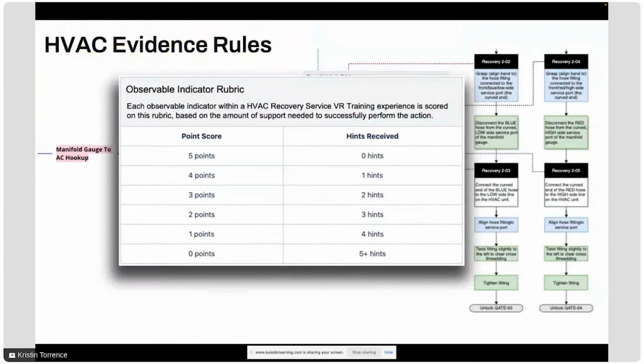So this is the rubric that we used for the evidence rules. The fewer hints a learner triggers as they complete the action, the more points they earned. So if a learner needed 0 hints, they scored a 5 out of 5 on the rubric. If they needed 1 hint, they scored a 4 out of 5, 2 hints, 3 out of 5, and so on and so forth. And the score was then categorized into high, medium, and low performance.